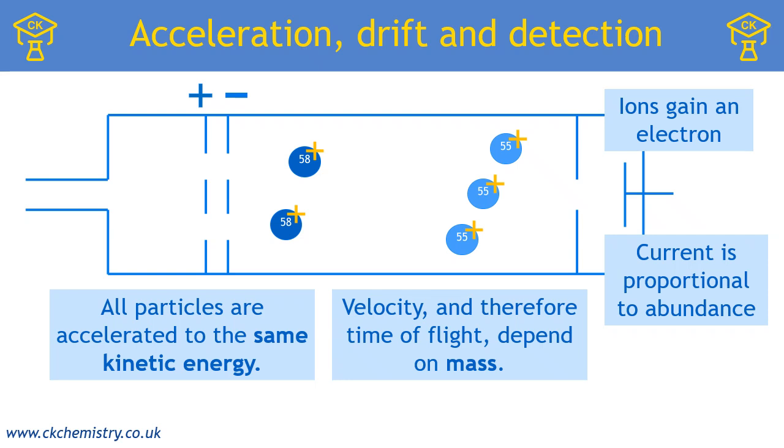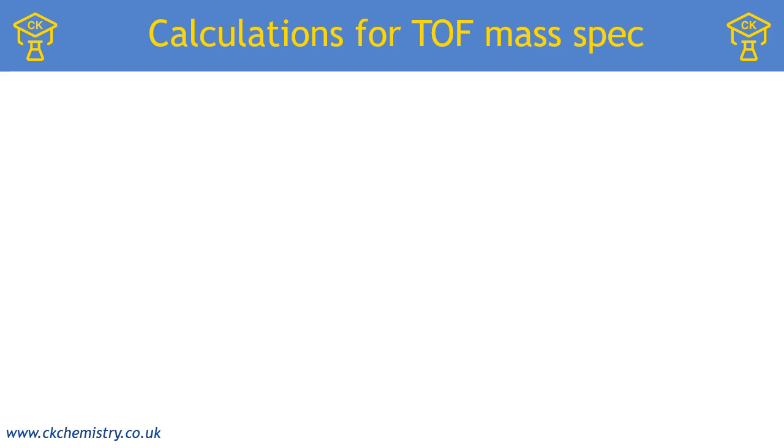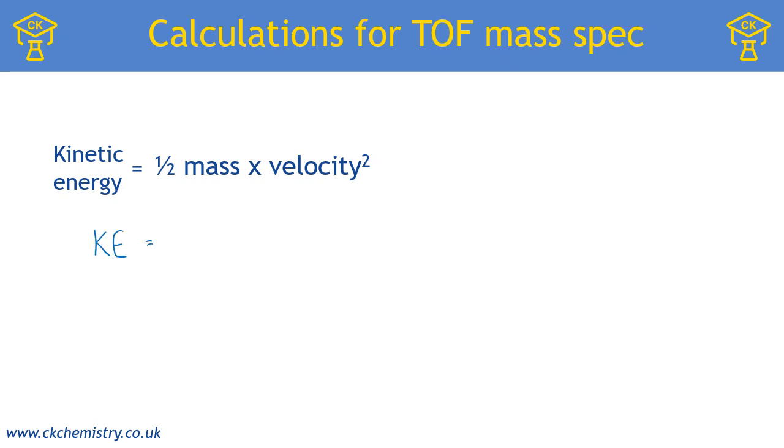Okay, now we're going to concentrate the rest of this on the calculations involved for time of flight. So there are two equations that we tend to need to use for time of flight calculations. We've got kinetic energy is equal to a half mass times velocity squared, which is also written as KE equals 1/2 mv squared. All right, so let's talk units because units are very important for getting this right.